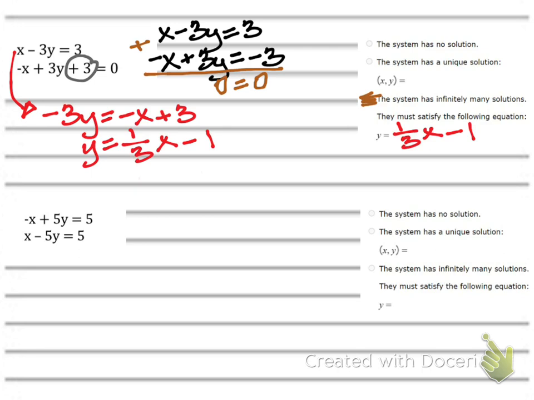Last one. Let's go ahead and add them together and see what happens. The x's cancel and the y's cancel, and I'm left with 0 equals 10. Is that true? No. No solution.